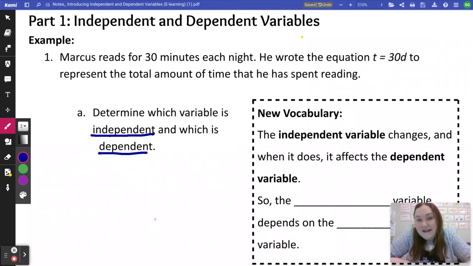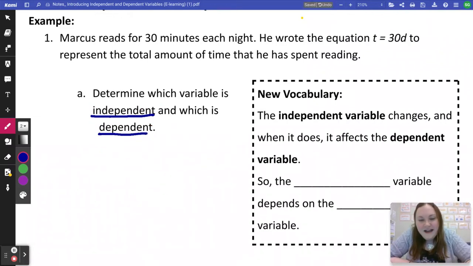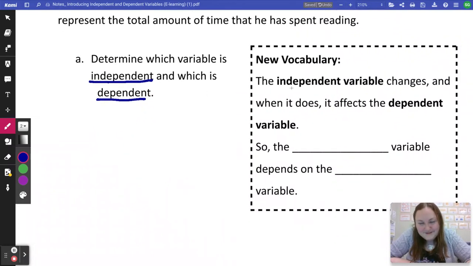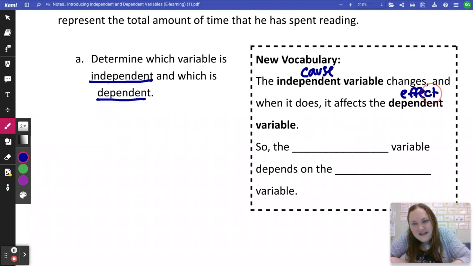And so to help us figure out which one is which, I've got a definition over here that we're going to use. The first part says the independent variable changes, and when it does, it affects the dependent variable. So with that, we're talking about when one thing changes, it's going to affect or impact the other one. It kind of makes me think of cause and effect. So we can think of that independent variable as the cause or the initial thing, the starting point, and the dependent variable is what gets impacted.